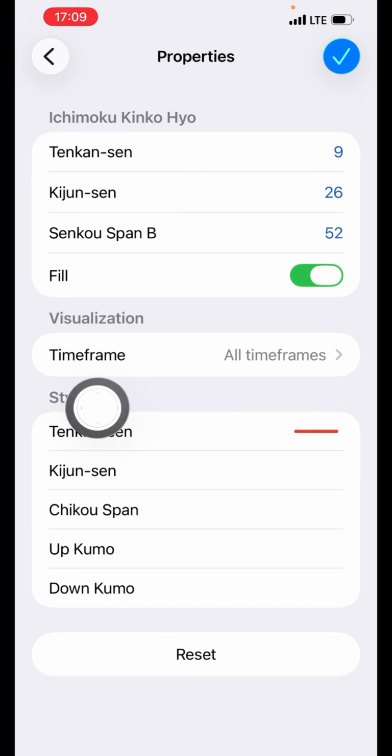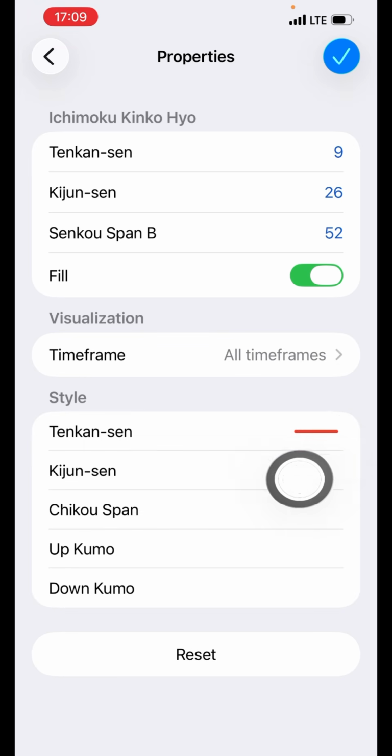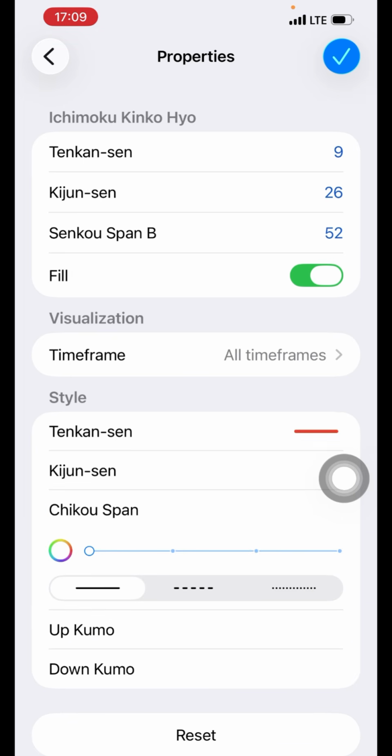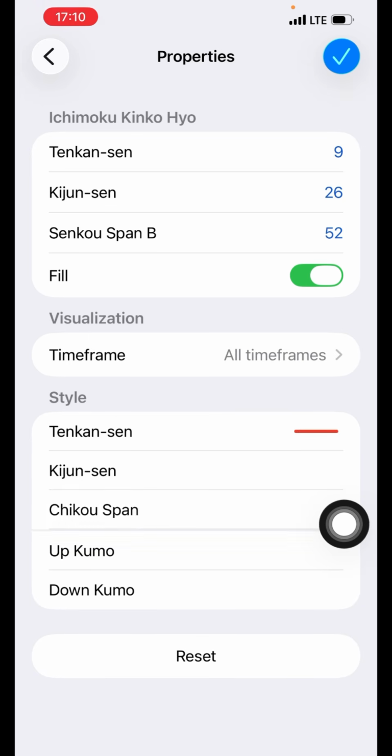Now under the style, the Tenkan Sen, you make it color red, 4 pixel. The rest of them, you are going to make it the color of your background. The Kijun Sen is color white, you make it 1 pixel. The same thing for the rest, just make everything the color of your background. I'm using a white background, so the color is going to be white, and if you're using a black background, you make it color black. So that's that for the Ichimoku.